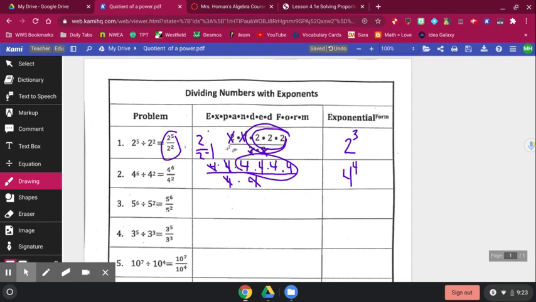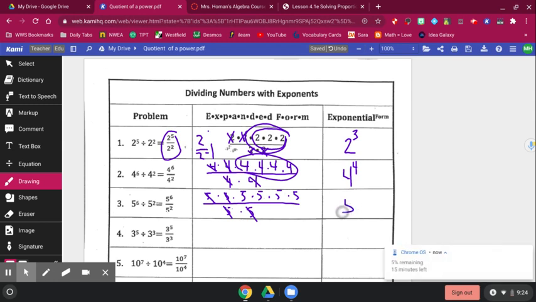Number 3, we have 5 times 5 times 5 times 5 times 5 times 5, 1, 2, 3, 4, 5, 6. There's 6 5's over 2 5's. 1, 2. 5 cancels out with 5. 5 cancels out with 5. I'm left with 4 5's.